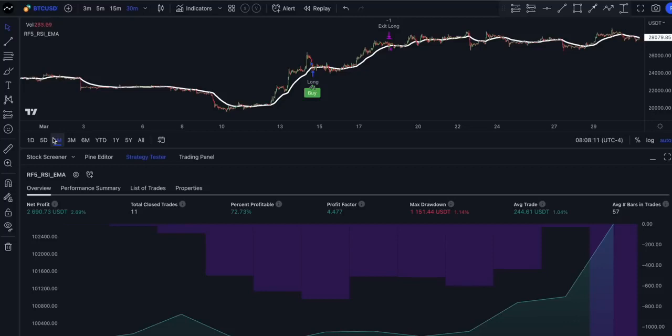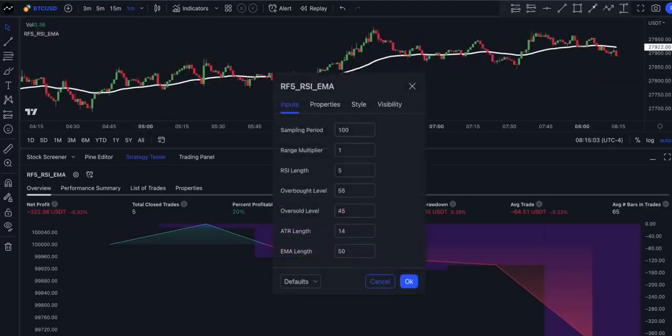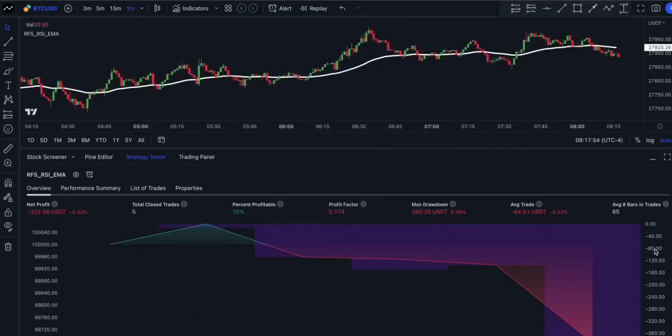However, I do not recommend using this strategy on a time frame lower than 5 minutes. This is due to the high level of volatility and manipulations. By the way, here are the strategy settings. You can tweak them to find the best ones that work for you. Okay, now let's see if the strategy works on Ethereum as well.